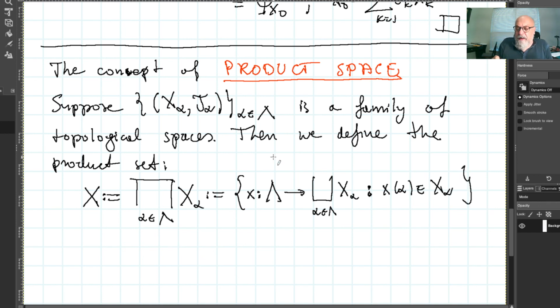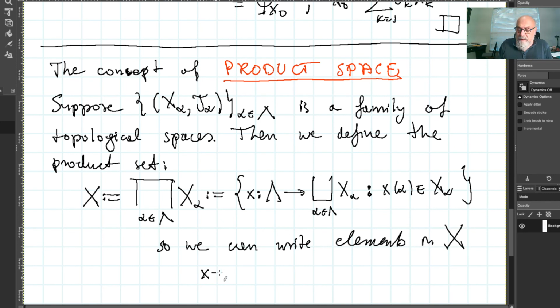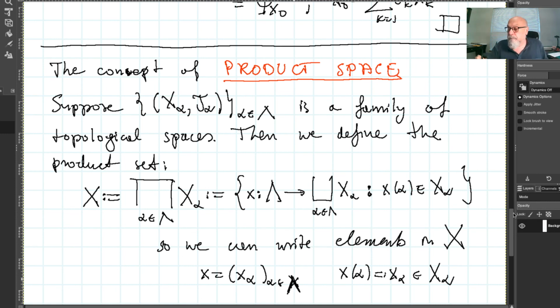So in a certain way, you can write an element in this product simply as x equals x_alpha, alpha belongs to lambda, where this is the actual value of x at alpha, and that belongs to X_alpha. So this is the set. You can think of it as a sequence indexed by lambda.